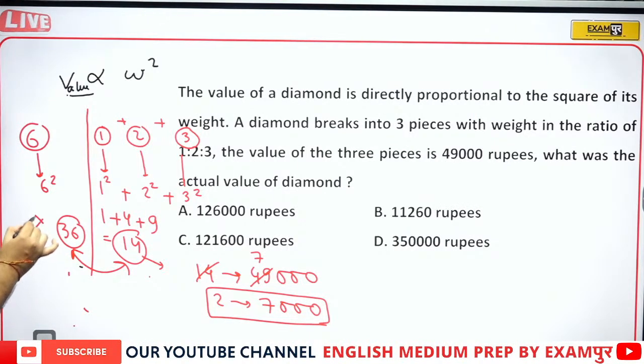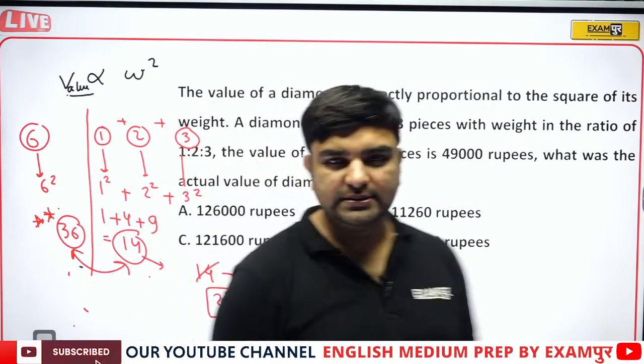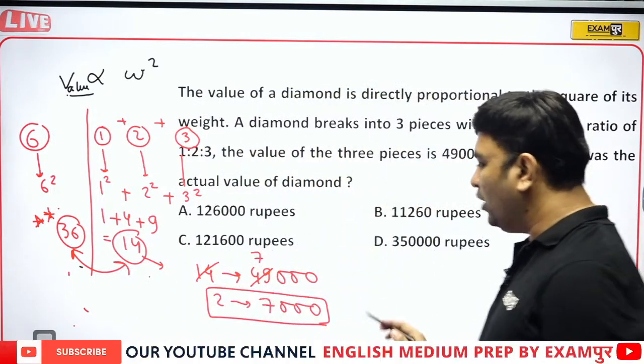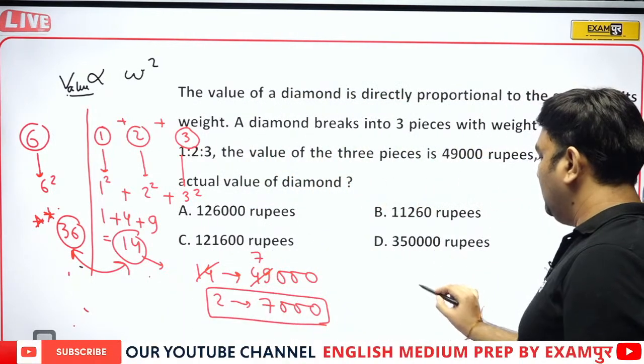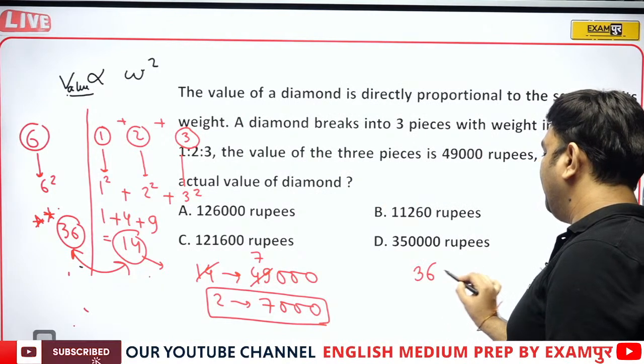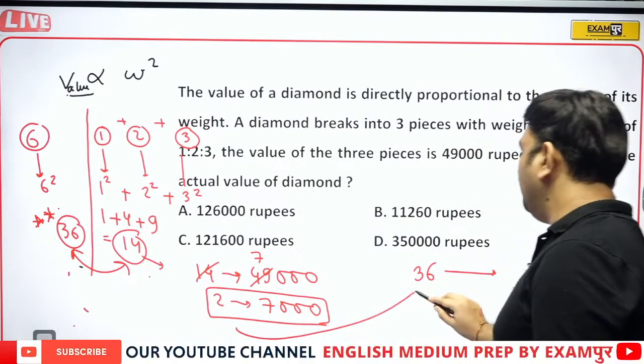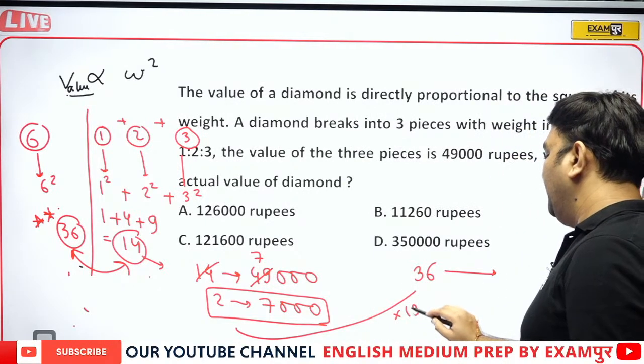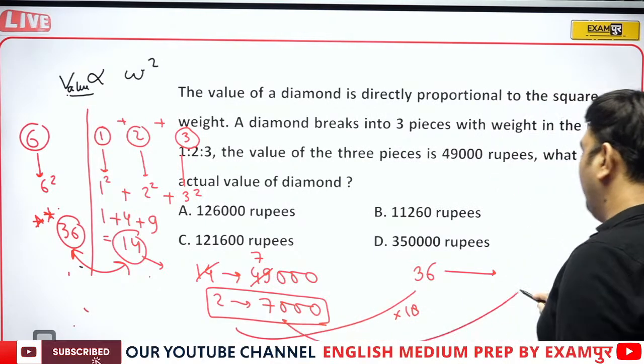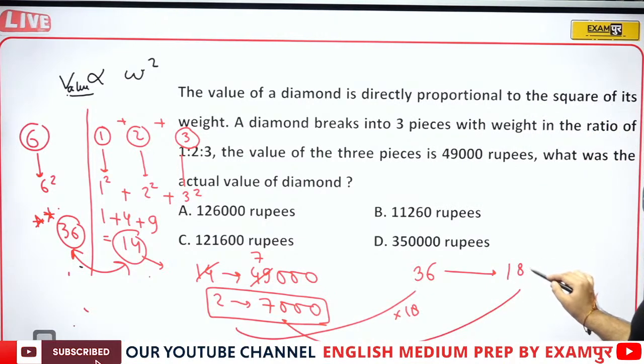What is the initial price? 36. If 2 is known, how can you find out 36? I think by multiplication by 18. If you are multiplying by 18 here, you have to multiply by 18 here as well.